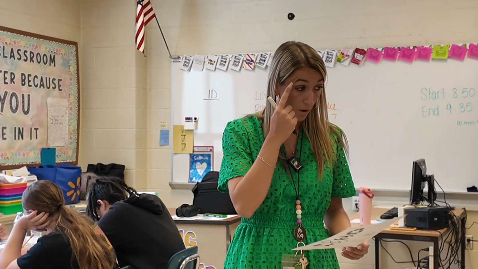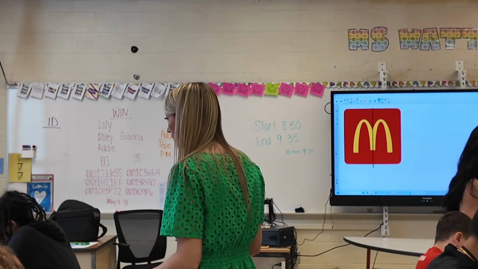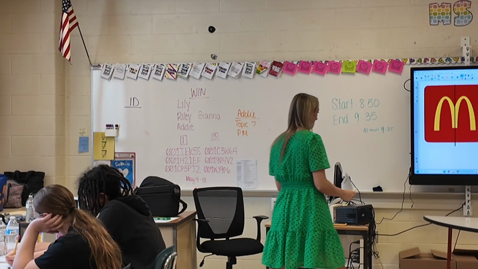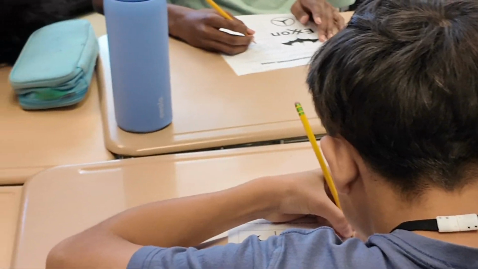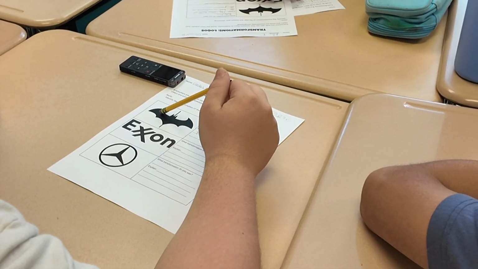Work together. Okay. You have 1, 2, 3, 4, 5, 6, 7. Talk about it. The reflection happened over the y-axis. Work together. Come on, Nick. Where's your worksheet? Thank you.